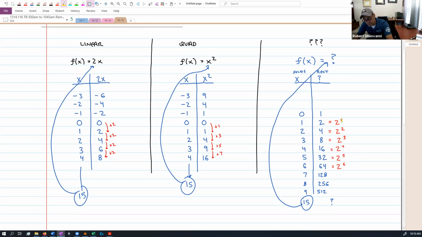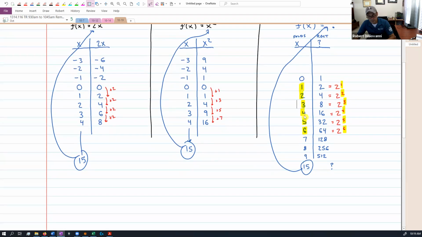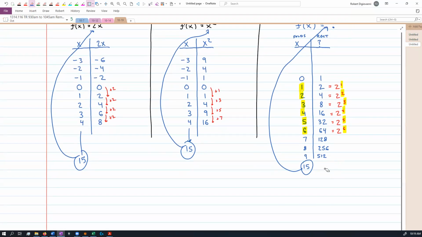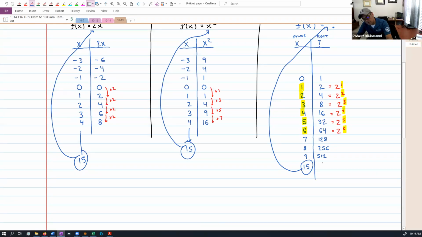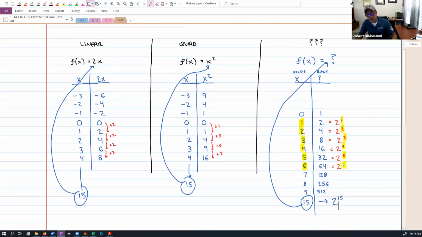So isn't the power that we see here the actual number that we're plugging in? So this last one, this 15, if I wanted to know that, wouldn't I just do 2 to the 15th power? 2 times 2 times 2, 15 times, right? Which means that the function we're trying to figure out up here should be 2 raised to the x power.